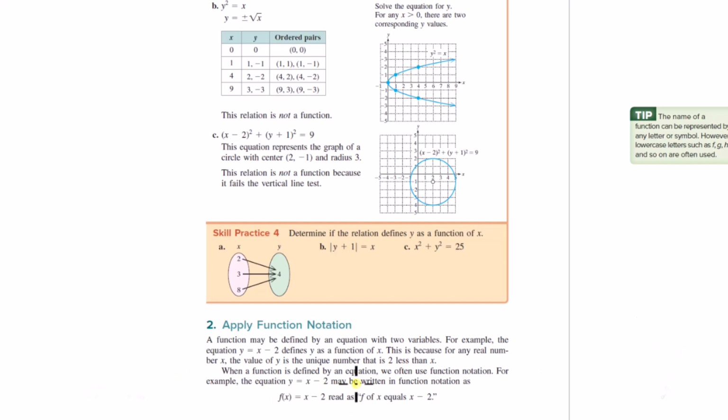And when you have an equation that's a function, with this variable by itself on one side and all the other variables on the other side, you can write the function variable in what's called function notation. So you have y is equal to x minus 2. What you can do is change this to f of x is equal to x minus 2.